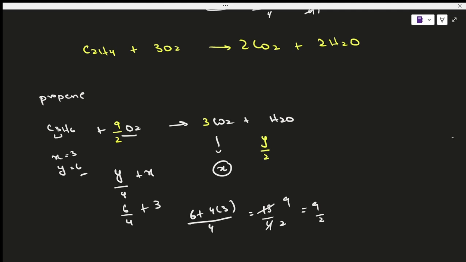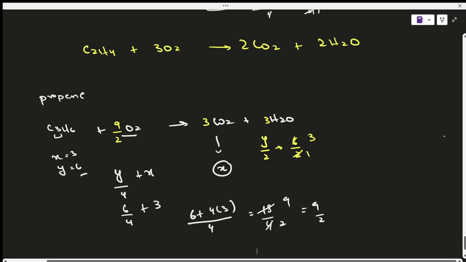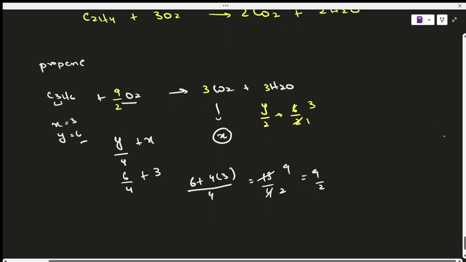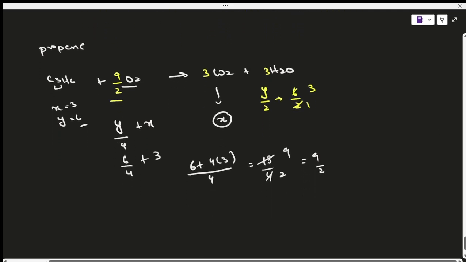So y over 2 is basically 6 over 2. So this is 2 and 3. So this is 3H2. Now, this is the right answer, but in terms of the CAIE format, what I would suggest is that you remove this fraction.